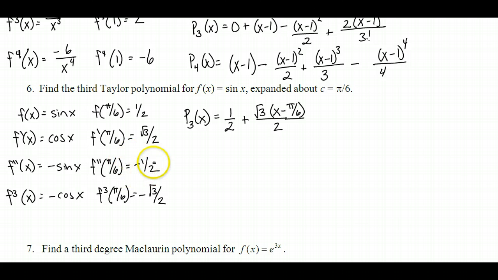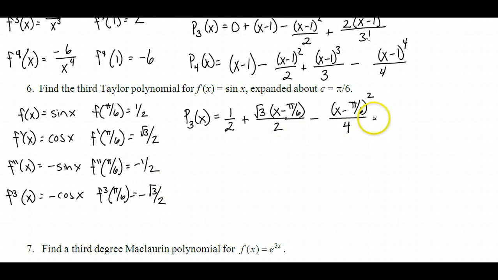For the second degree, so minus, I'm not going to put a 1 in there, it's not worth it. I'm going to have x minus pi over 6. It's the second derivative, so that's squared. That 2 should be in the denominator. It's times 2 factorial, so this denominator would be equivalent to 4.